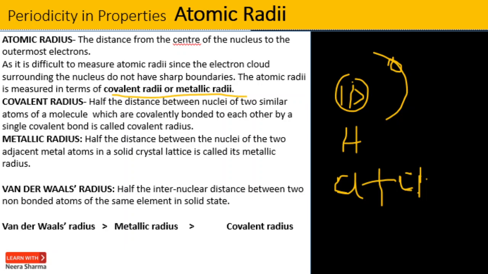If we have a metal, then half the distance between nuclei of two adjacent metal atoms in a solid crystal lattice is called the metallic radius. Now if we do not have a covalent or metallic bond and we have only van der Waals force of attraction between non-bonded atoms, then that is called the van der Waals radius. So the van der Waals radius is always greater than the metallic radius, and the covalent radius is the smallest.